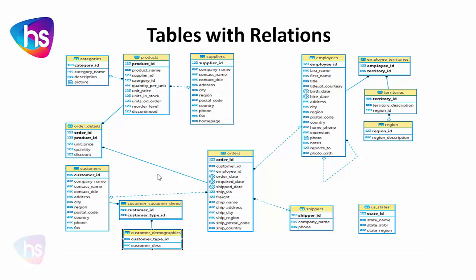And now you see here, the relations are established from categories to products, suppliers, and order details, and so on.